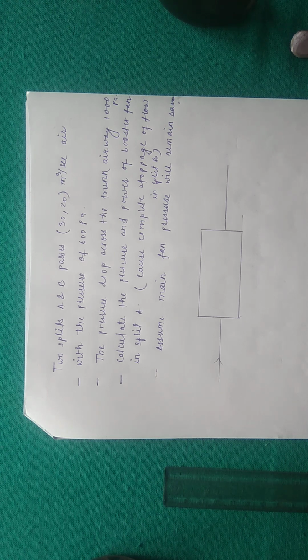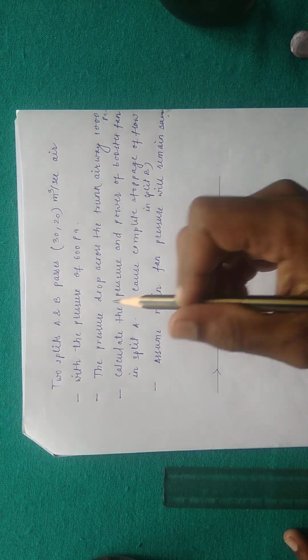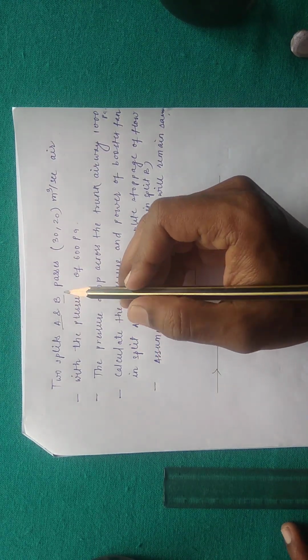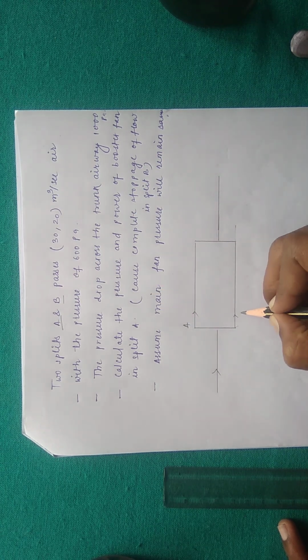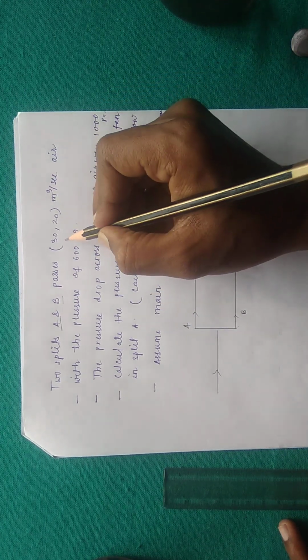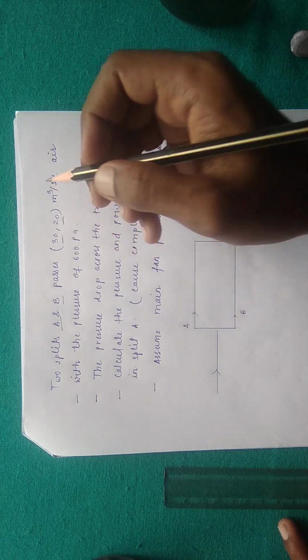In this session, I am going to discuss pressure distribution or pressure drop across the trunk airways and splits in a district. Now, let me solve this question. In this circuit, there are two splits, A and B. This is named as split A and this is named as split B.